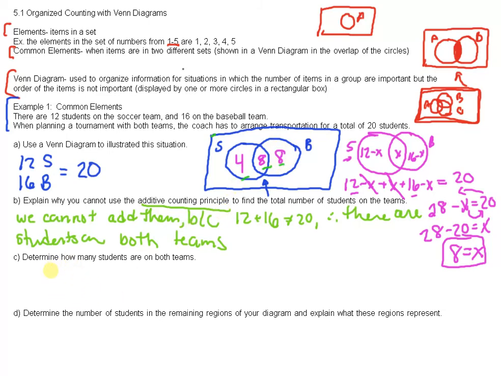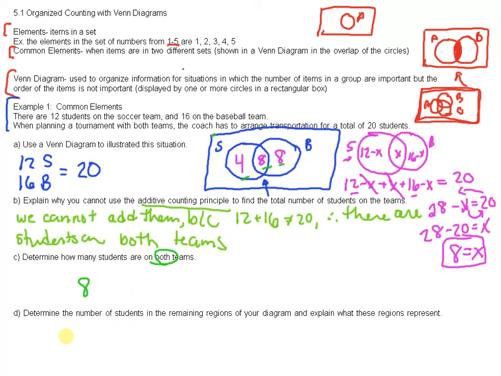Okay, so here are some follow-up questions. How many students are on both teams? Okay, so 8. And determine the number of students in the remaining regions of your diagram and explain what those regions represent.